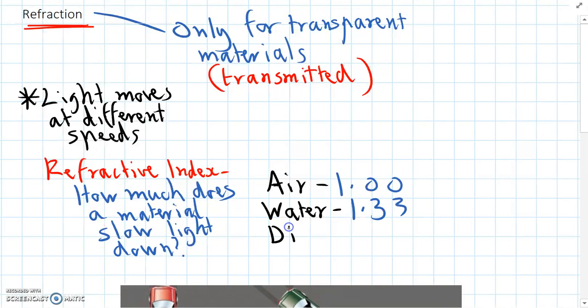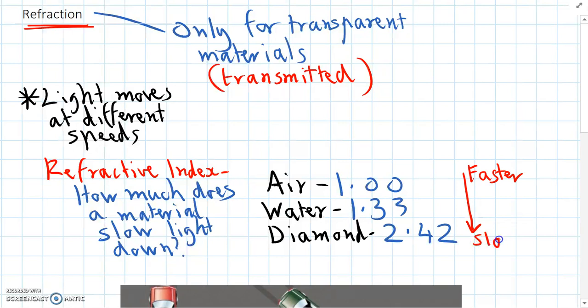And then another material that's even more dense than water is diamond. So diamond slows down light even more, and it has a refractive index of 2.42. So light moves faster in air and much slower through diamond. So because light moves at different speeds, this causes refraction if it hits on an angle. And let's look at a couple of diagrams to show this.